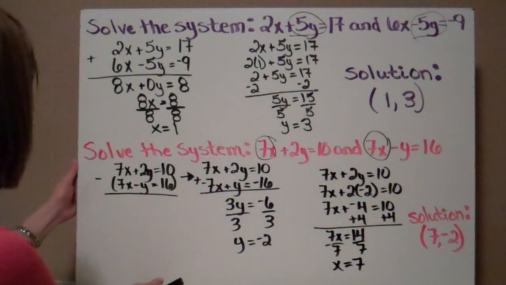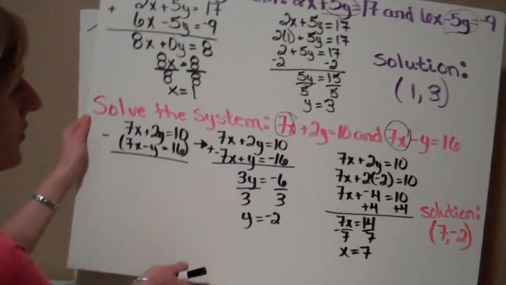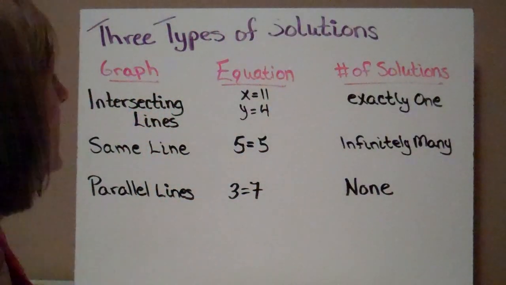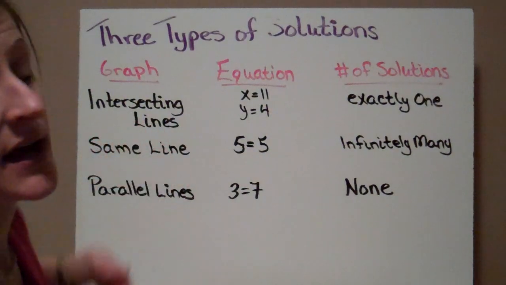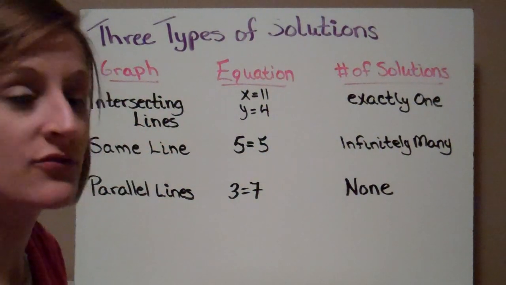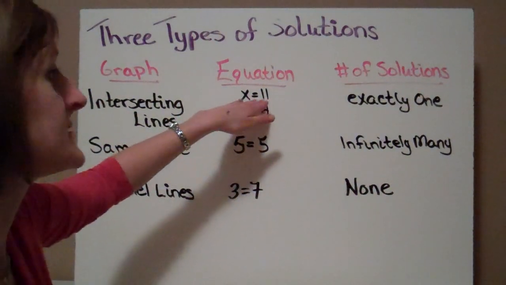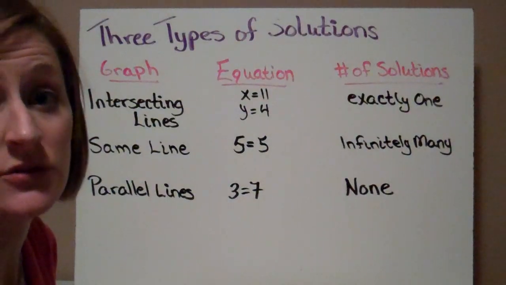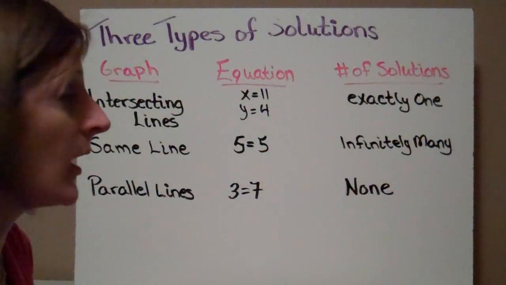Now there are a few cases that you kind of need to watch out for. There are 3 types of solutions you can have. Okay, the first one is intersecting lines. Just like what we looked at, where you've got an x value and you've got a y value. So what you'll get is x equals a number or y equals a number. You'll know that it's one solution, and exactly one.